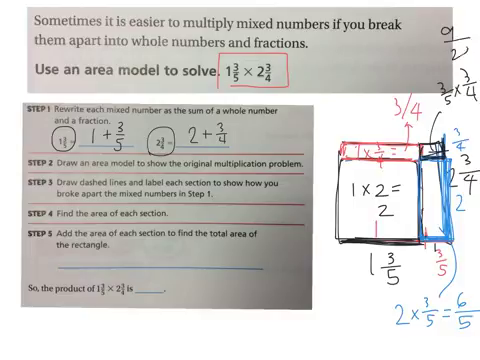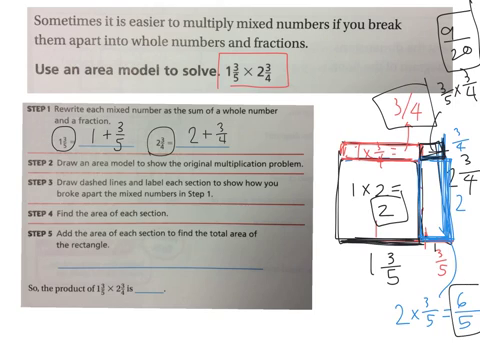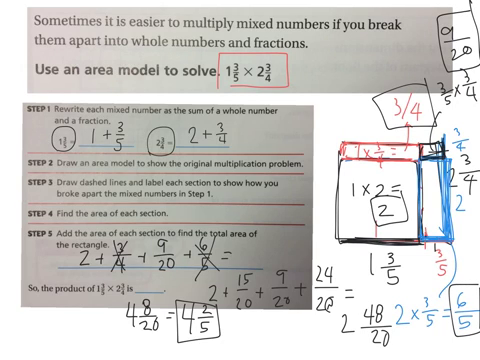Good. Now how can I find the total area? I need to add up all those areas. 9/20 plus 3/4 plus 2 plus 6/5. Go ahead and do that in your notebooks. After adding up the total area of each little section, we can see that the product of 1 3/5 times 2 3/4 is 4 2/5.